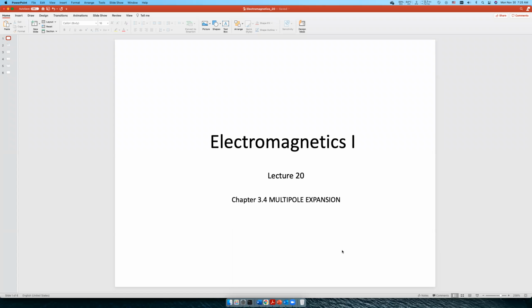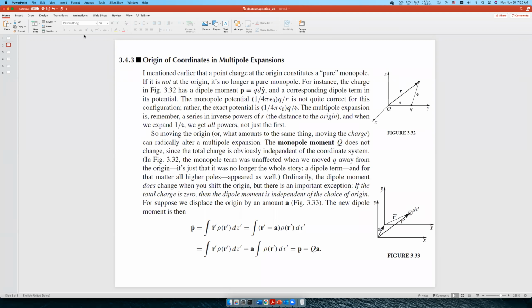Hello, everyone. Today, let's finish chapter 3.4, multipole expansion. Now, let's talk about the effect of the origin on the multipole expansion. First, let's take an example of the effect of the origin on the dipole.